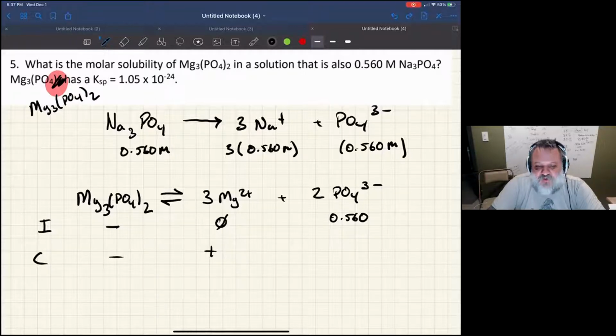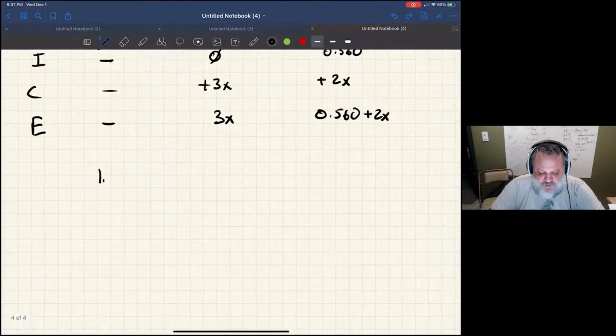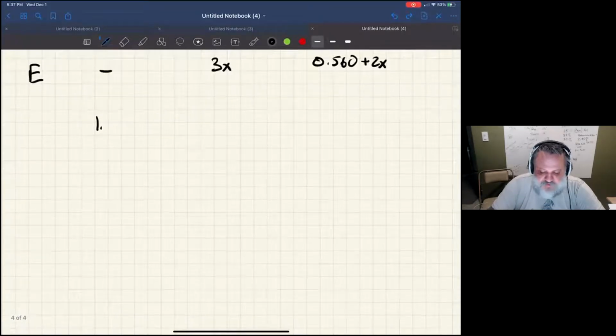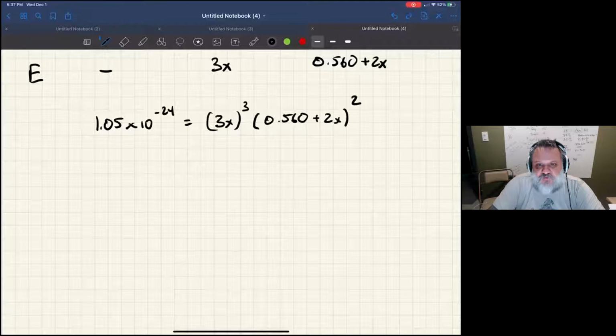The change for magnesium ion is plus 3x. For phosphate, it's plus 2x. Now, at equilibrium, I'll have 3x for magnesium, and I'll have 0.560 plus 2x for phosphate. Now, let's sort out what the molar solubility is by using the equilibrium expression. Let me put in the Ksp, and that'll be equal to (3x) cubed times (0.560 plus 2x) squared.